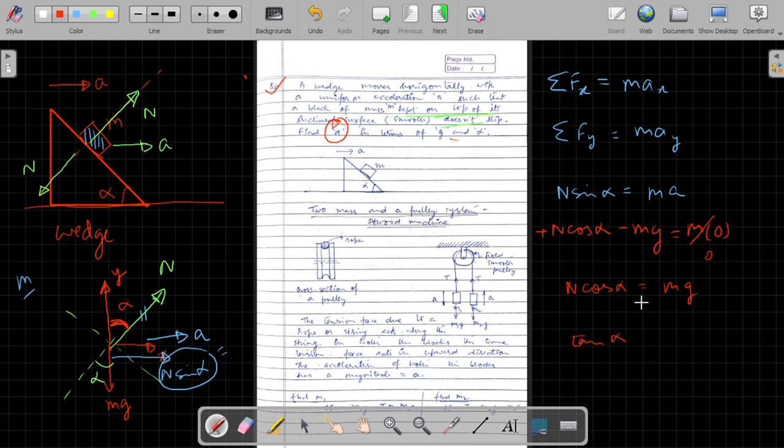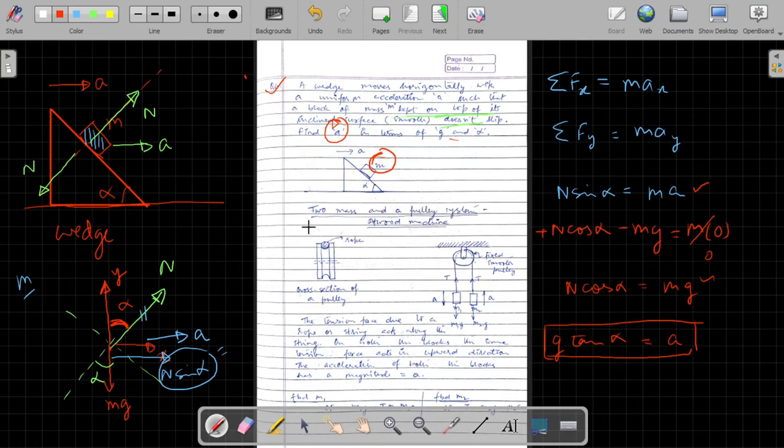Dividing the equations in blue and red, we get tan alpha is equal to a by g, or g tan alpha is equal to a. This is the acceleration of the block which we have to maintain so that the mass m is not going to slip over it. Okay.